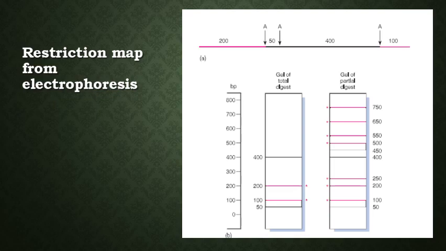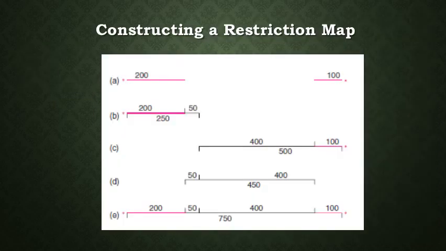So, up to here, we have to move to the next slide to understand more about this. So, how is this constructed? See, from the total digest gel, we know that the 200 and 100 base pair segments are on the outside because they were labeled radioactively. This means the 50 and 400 base pair segments are on the inside.